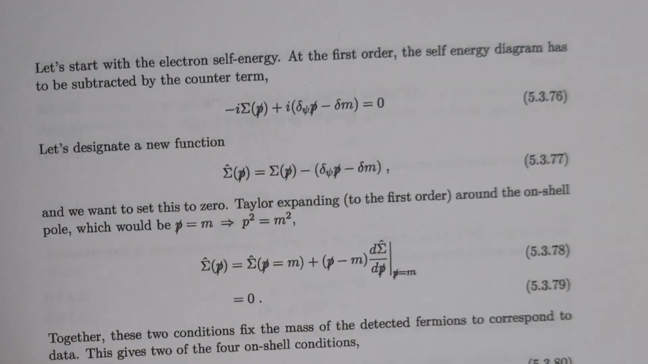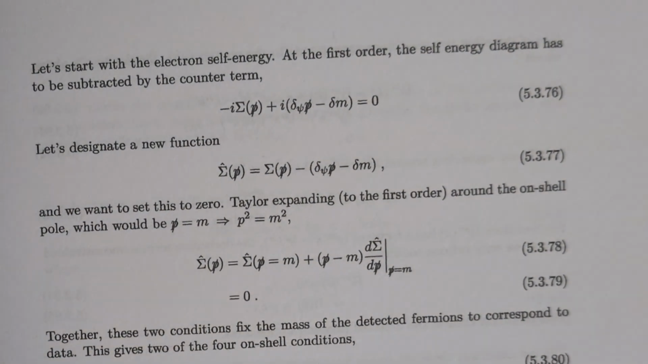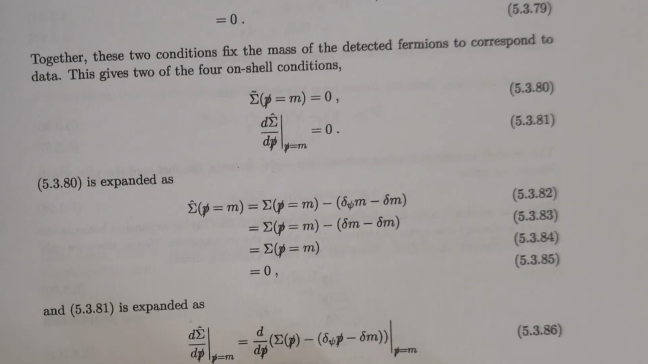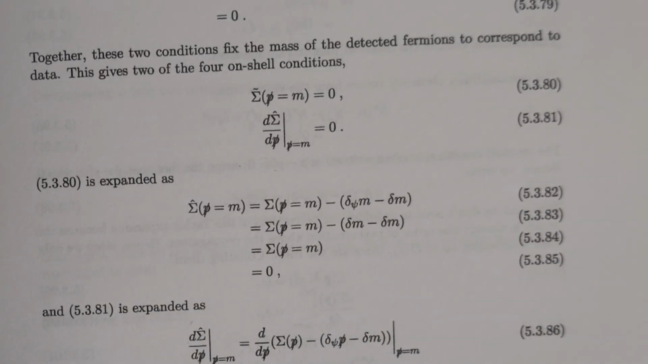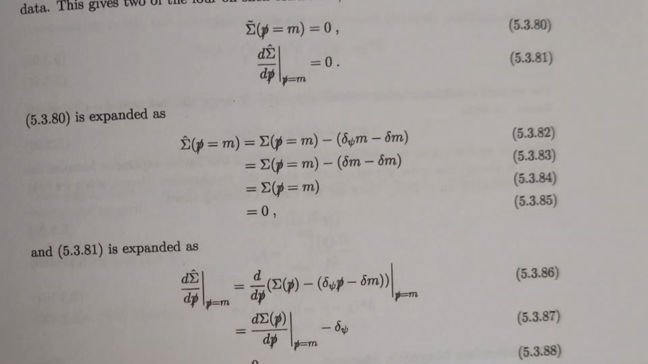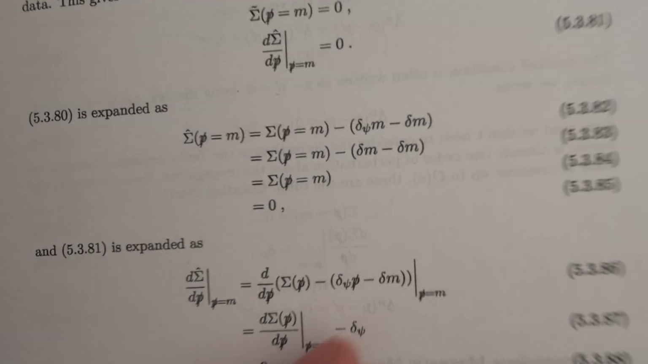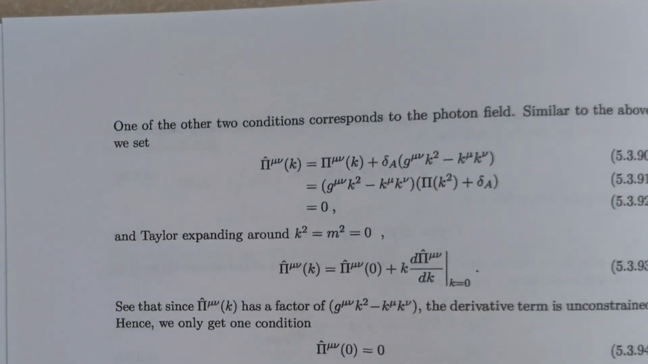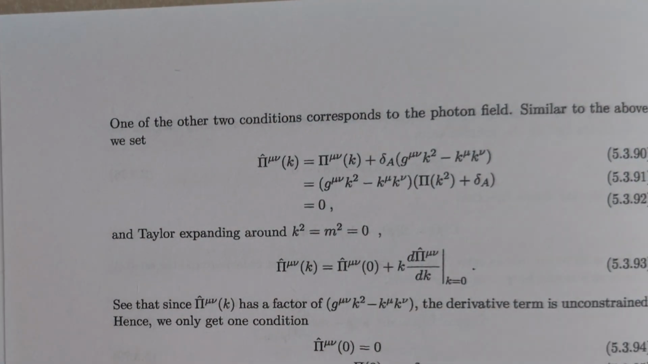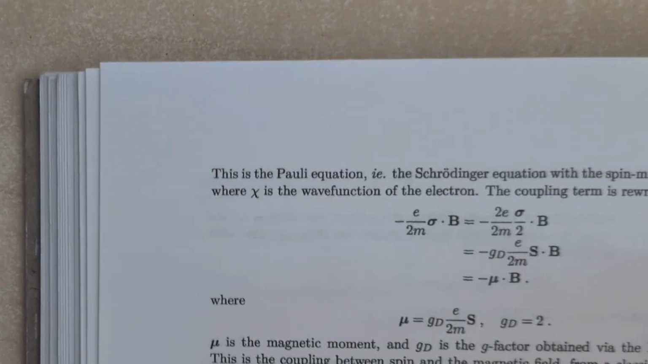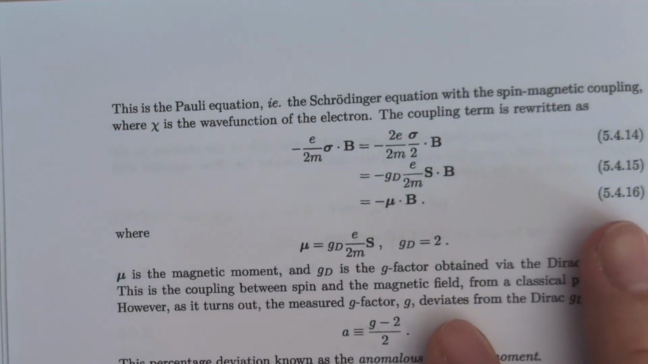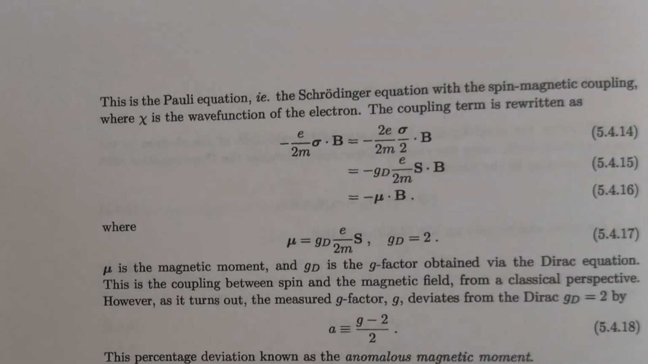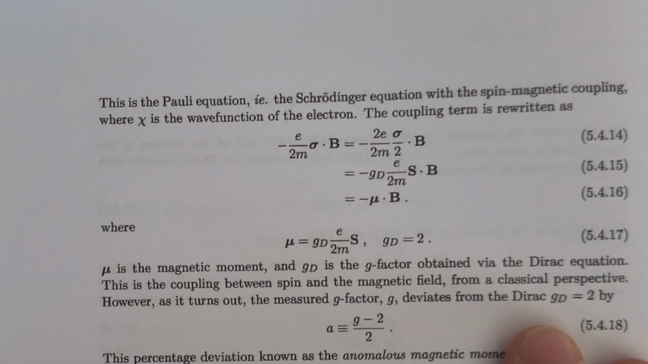And here I derived the on-shell renormalization schemes, which also in Peskin and Schroeder doesn't get derived. So I'm quite proud of this. Here's the classical discussion of the magnetic moment. You would probably see this in something like Griffiths and in an undergraduate course.